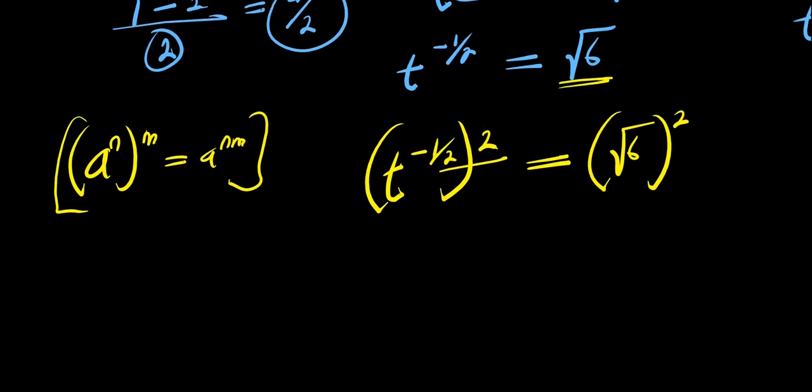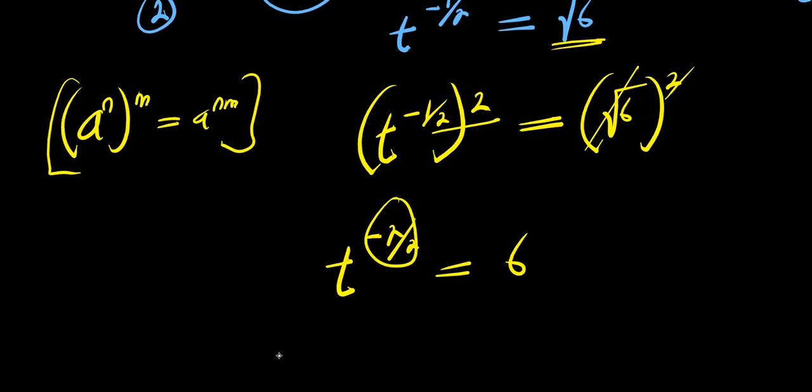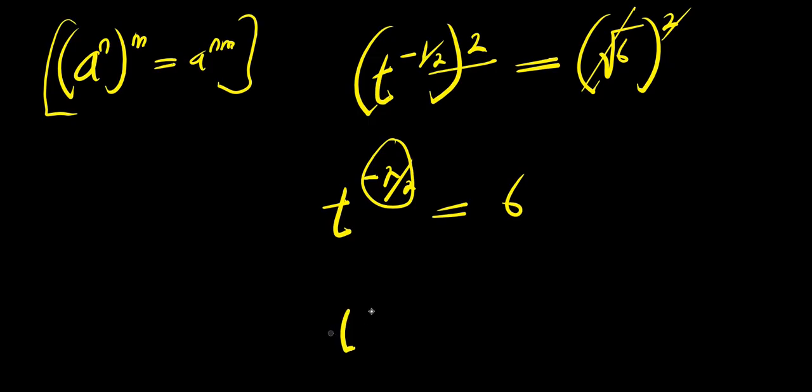I will simply have t power -1/2 times 2. This is -2/2 equals this times this. This cancels this, and I have 6. So -2 divided by 2 is -1. I have t power -1 equals 6.